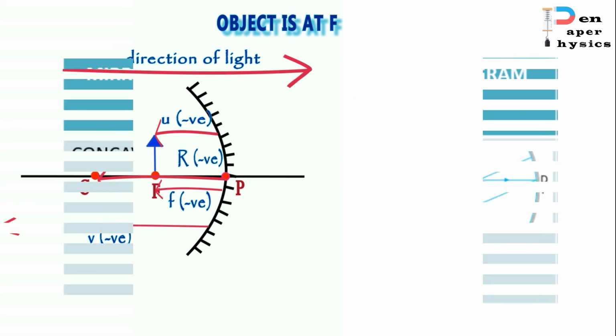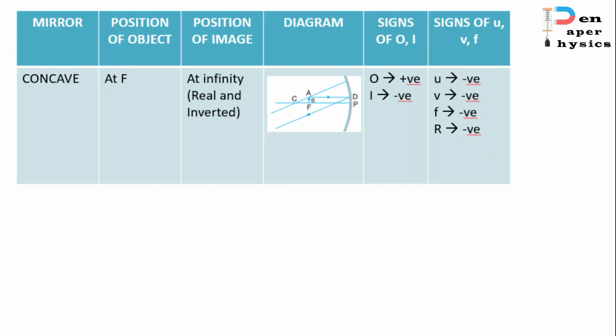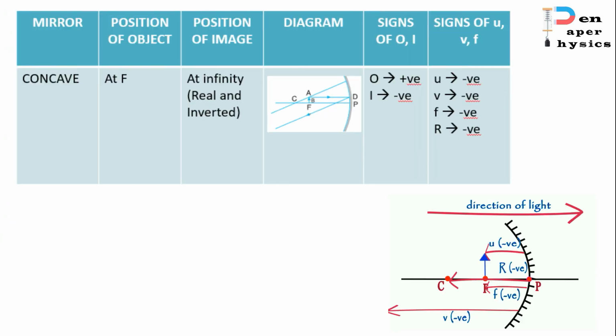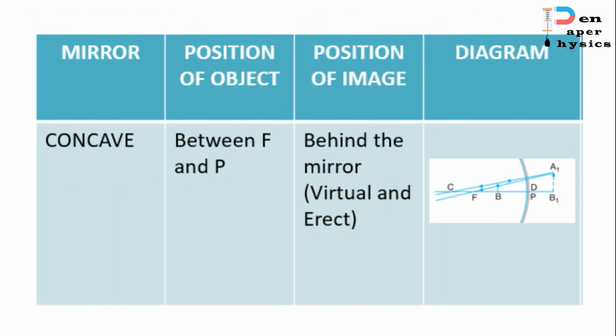So from here we can conclude that O is positive, I is negative, and U, V, R, F, all of them are negative. The next case and the last case that we will learn in case of concave mirror is when the object is placed between F and P. Here the image is produced behind the mirror, which is a virtual and erect image.